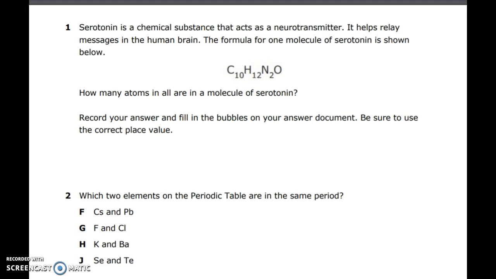C10H12N2O. How many atoms in all are in a molecule of serotonin? Record your answer and fill in the bubbles on your answer document. Be sure to use the correct place value.